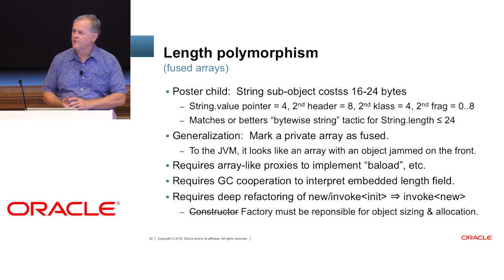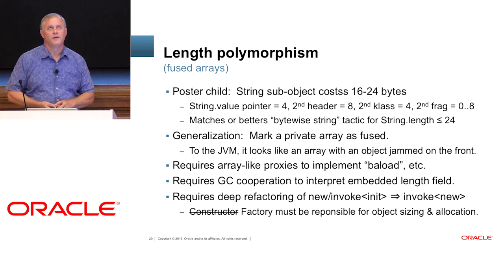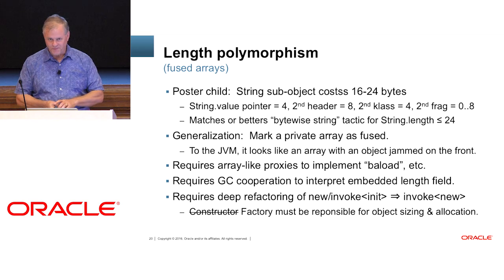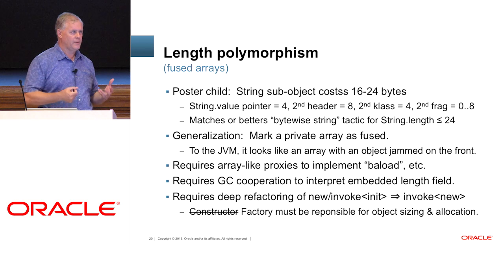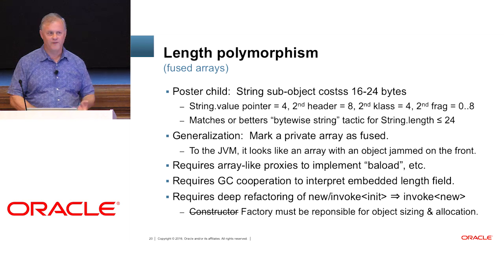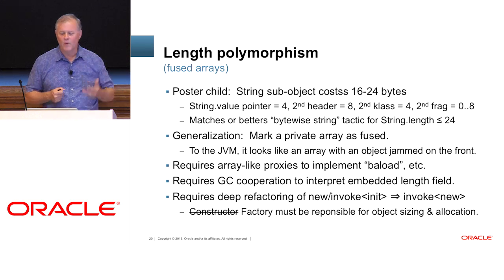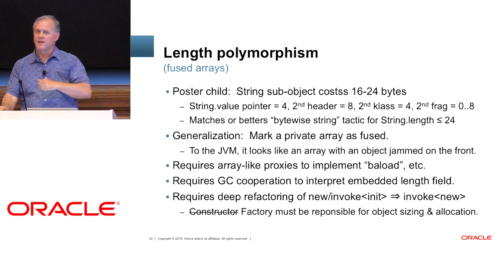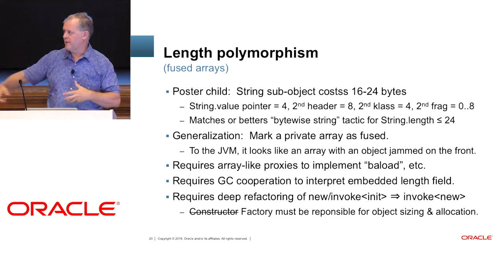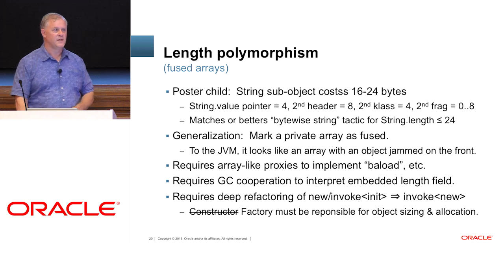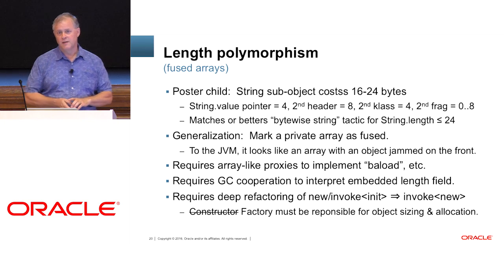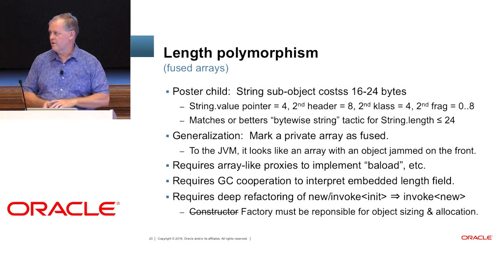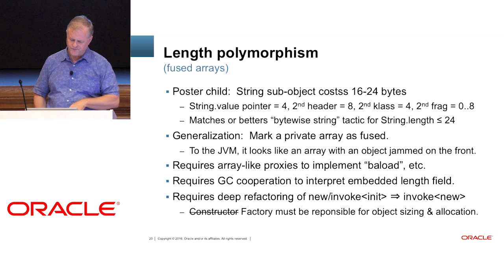It requires a deep refactoring of our new invoke special dance, which is like a security problem, and it's the worst part of the verifier. Let's get rid of it and use factory methods instead of new invoke init. If we have factory methods and the factory method is responsible for allocating the object, it can tell from the constructor arguments how big it's supposed to be, it can create the instance, and that's what it takes to get fused strings and the other kind of hybrid objects.